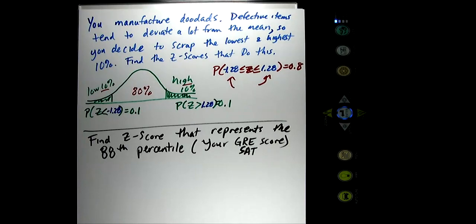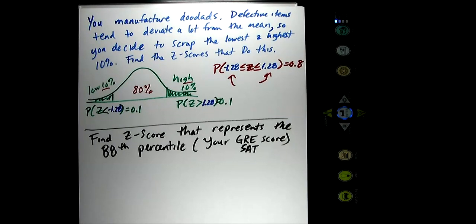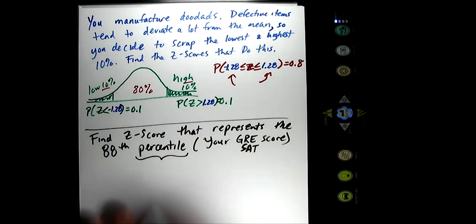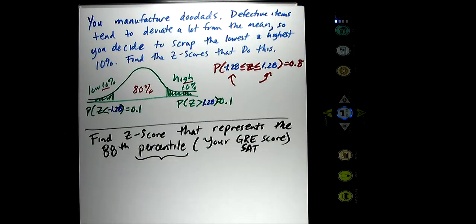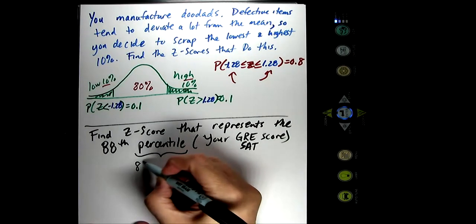88, how do percentiles work? Percentiles, they add up to 100. The term percentile means a very specific thing. We were doing these in the box plot area. It means up to that percentage. So 88% or less.